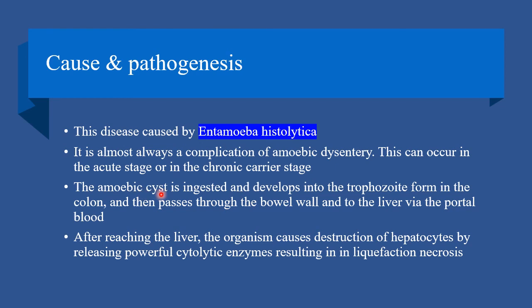The amoebic cyst is ingested and develops into a trophozoite in the colon, and then this trophozoite passes through the bowel wall and to the liver via the portal system. After reaching the liver, the organism causes destruction of the liver cells or hepatocytes by releasing powerful cytolytic enzymes, resulting in liquefaction and necrosis, leading to abscess formation.